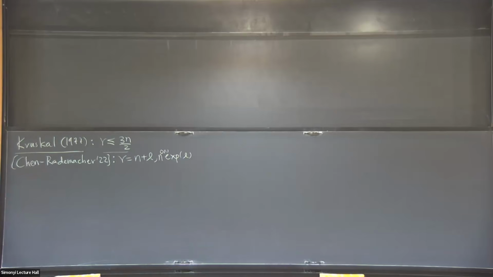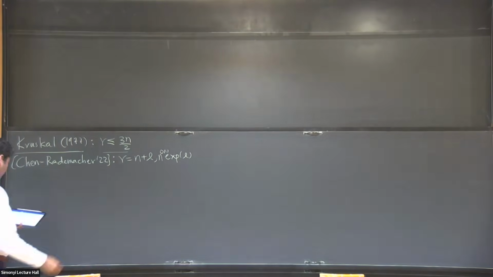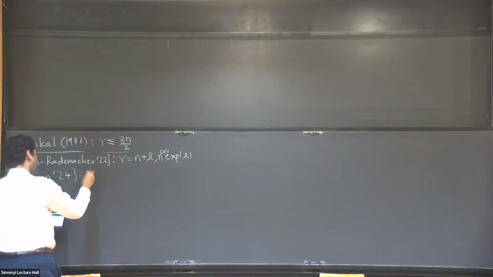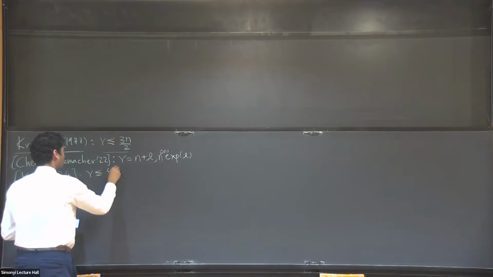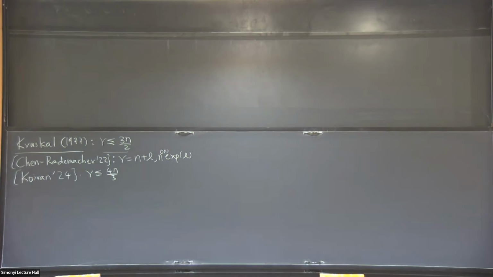Algorithmically though, Chen and Rademacher, 4-ish years ago, showed that you can go to n plus log n in polynomial time. And then, very excitingly, maybe a year and a half ago, Pascal Poiran found an algorithm that succeeds up to 4n/3 generic components.